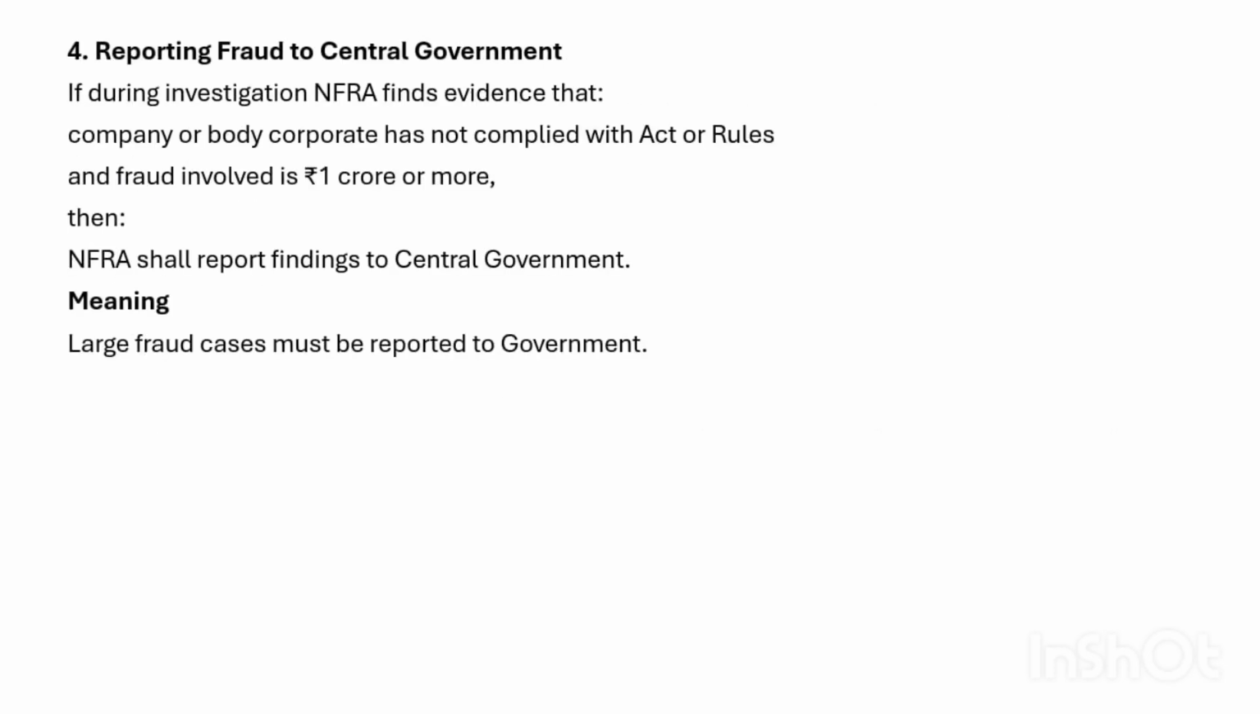Next is reporting fraud to central government. If during investigation NFRA finds evidence that company or body corporate has not complied with acts or rules and fraud involved is rupees 1 crore or more, then the NFRA shall report findings to the central government. So large fraud cases must be reported to the government.